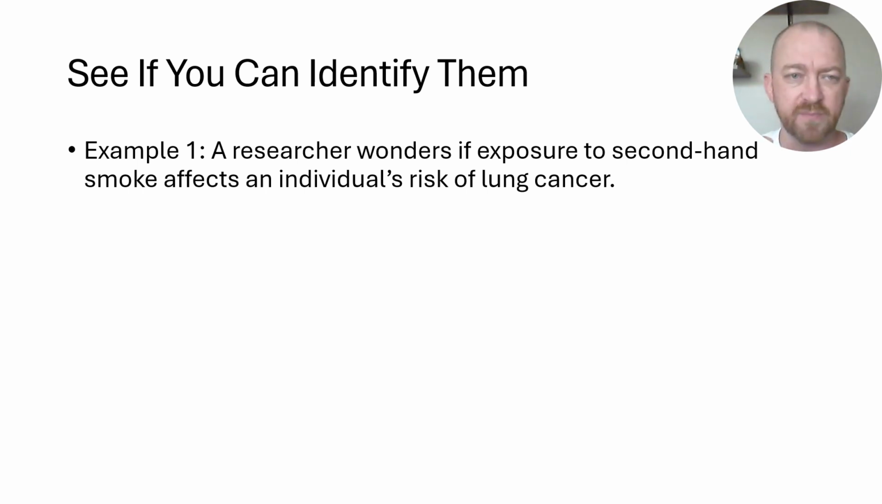Okay, so first of all, identify the variables here. I'll give you a hint, there are only two, and then tell me which one's the independent and which one is the dependent variable. Pause the video if you'd like, and then right now, of course, we'll go over the answer. There are, of course, two variables here. The first is secondhand smoke exposure, and then the second one is risk of lung cancer, right? So we have these two variables here.